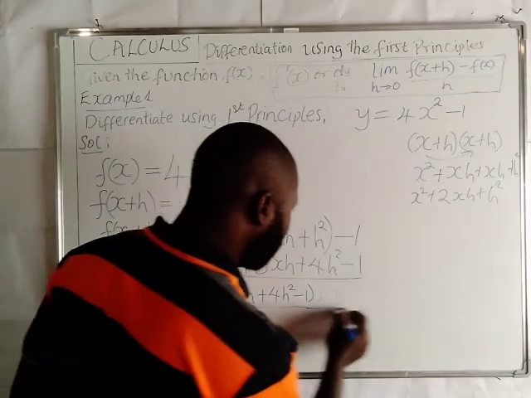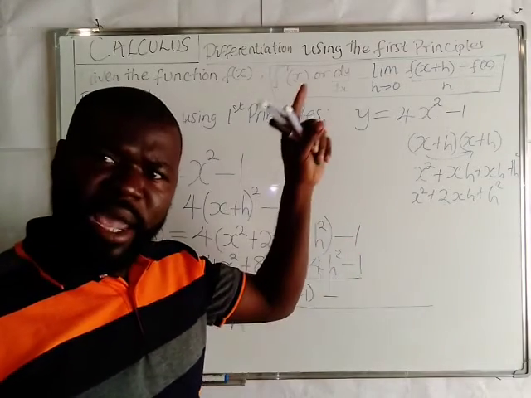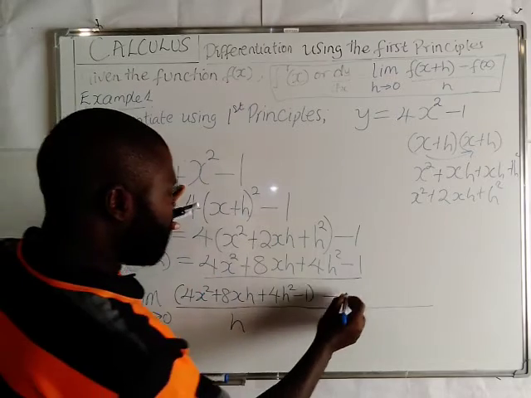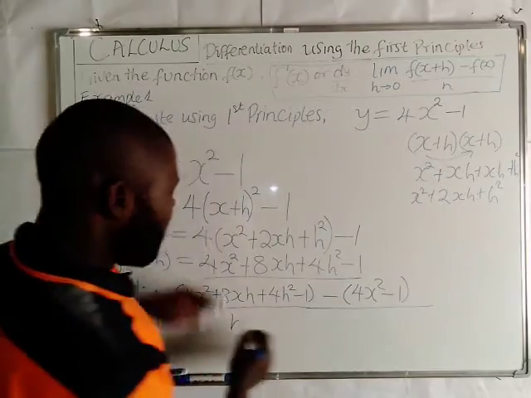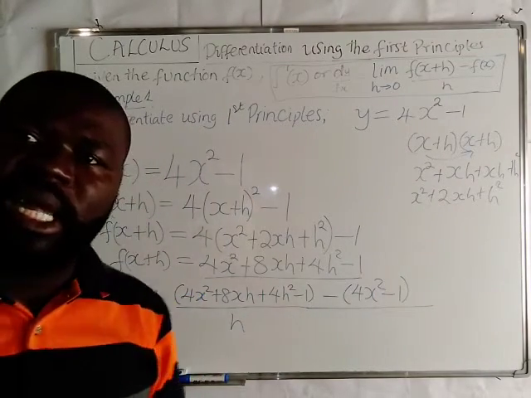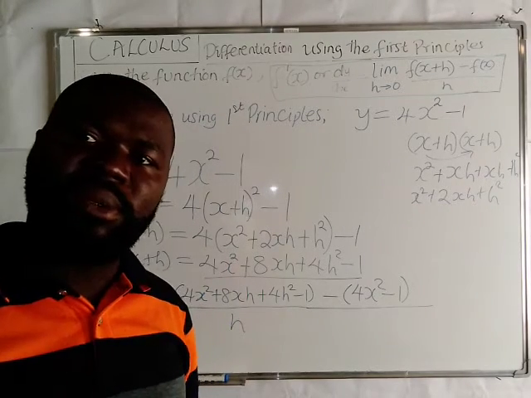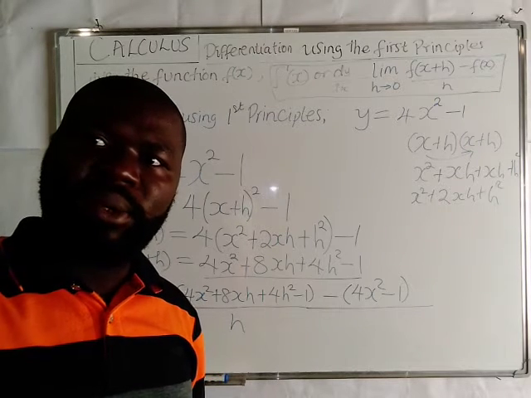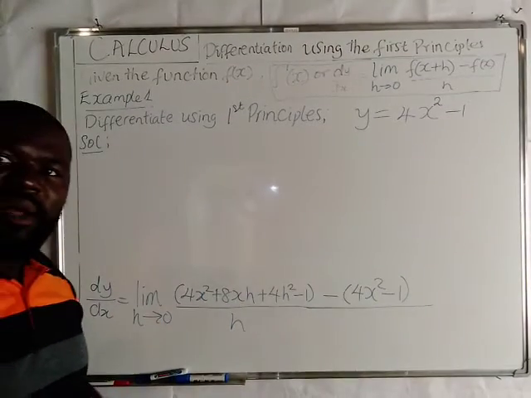So we continue from there, we say minus f of x. Now, our f of x is the original function, which is this one, 4x squared minus 1. Everything over h. So basically, this is how we are going to do the substitution. Once we do the substitution, we now need to simplify the numerator. So as we simplify the numerator, this is what we are going to get.